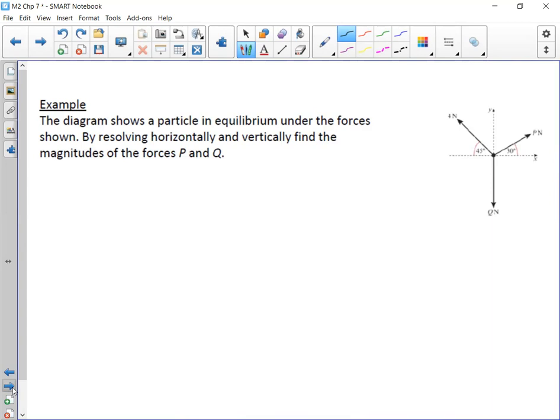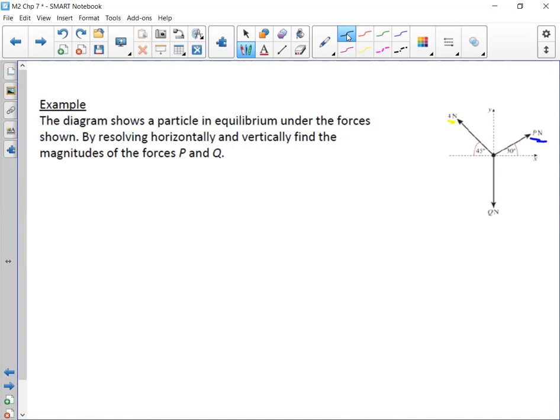By resolving horizontally and vertically, find the magnitudes of the forces P and Q. Now this time you're given the axes. All right. So maybe first question for you is, how many forces do we have to resolve before putting into the force diagram? The answer would be 2, because the 4 Newton and the P Newton are not on the axis. So we have to resolve the 4 Newton and the P Newton.